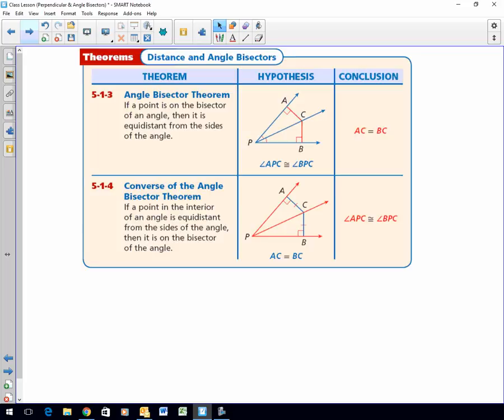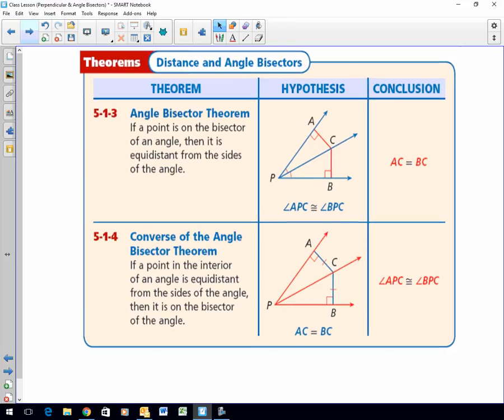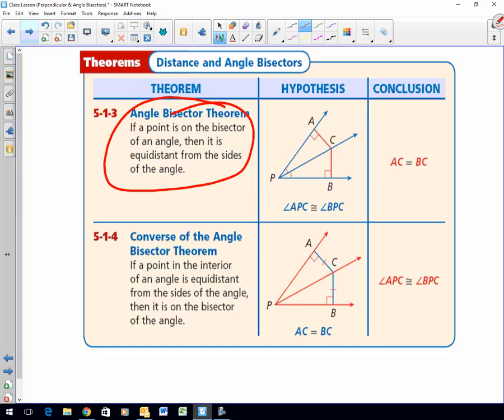I also need to know what an angle bisector is or does. So please write this down with me. An angle bisector: if a point is on the bisector of an angle, then it is equidistant from the sides of the angle.